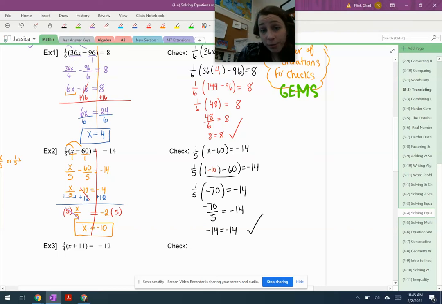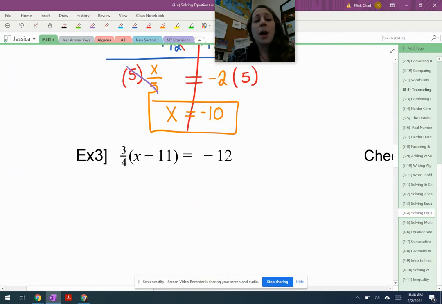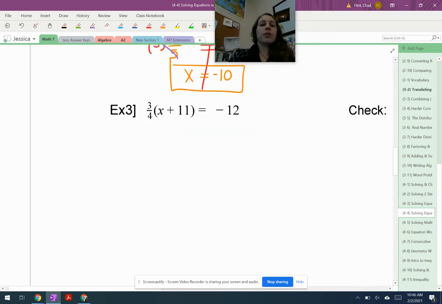All right, last example for lesson 4-4 for math 7. So this example number 3 is the most complicated one out of the 3 because you'll notice this one has a fraction with a numerator other than 1. We had 1/6 in the first example, 1/5 in the second example, but this time we don't have 1 over something, we have 3/4. So we'll take a look at what that does for us.